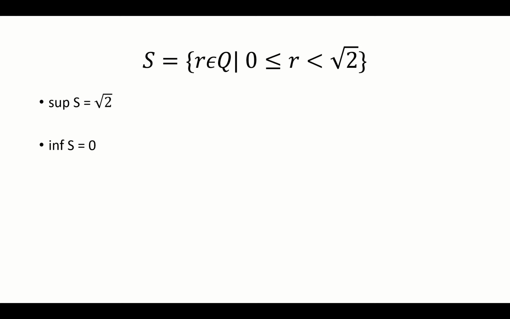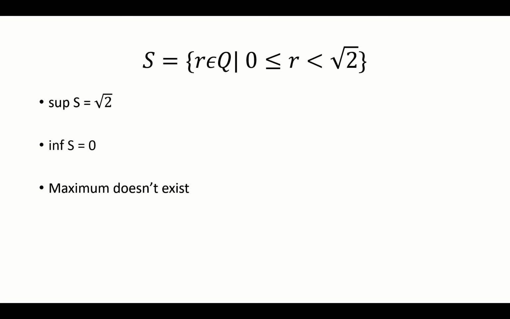For the maximum, it must be an element of the set that is greater than or equal to all other elements. Here, square root of 2 would be the maximum, but it's not part of the set. So it turns out that there is no maximum element, because we can always find another rational number that is closer to square root of 2. So we say that the maximum does not exist.